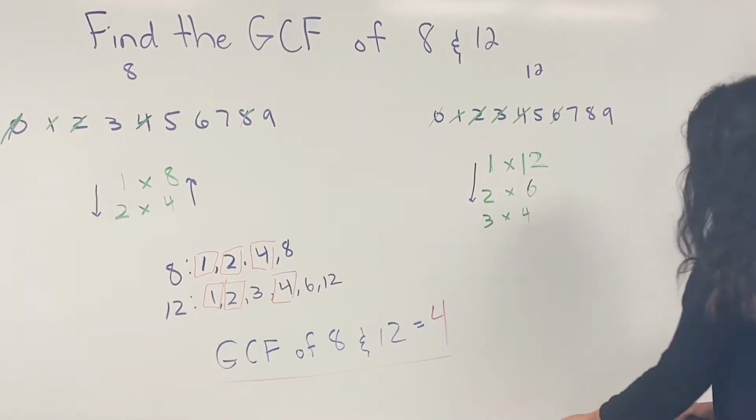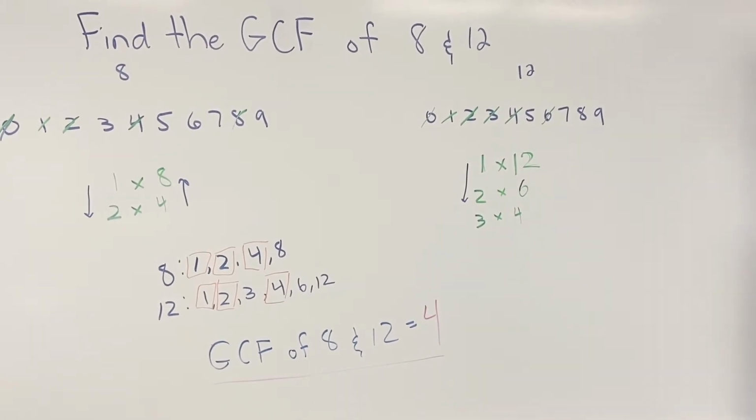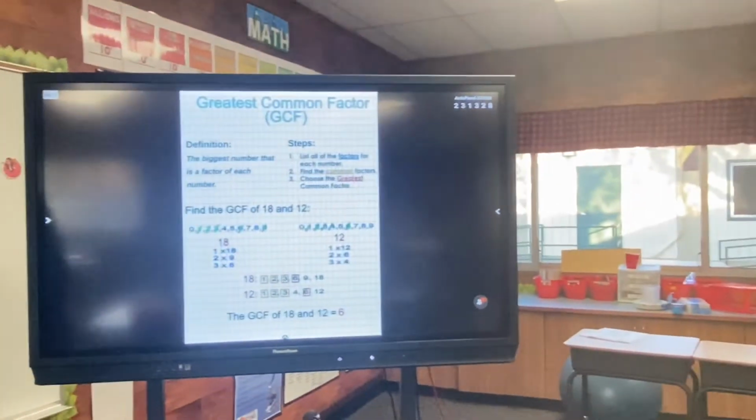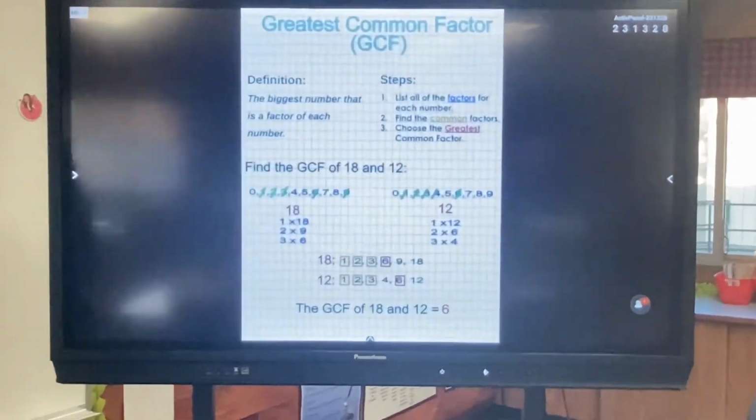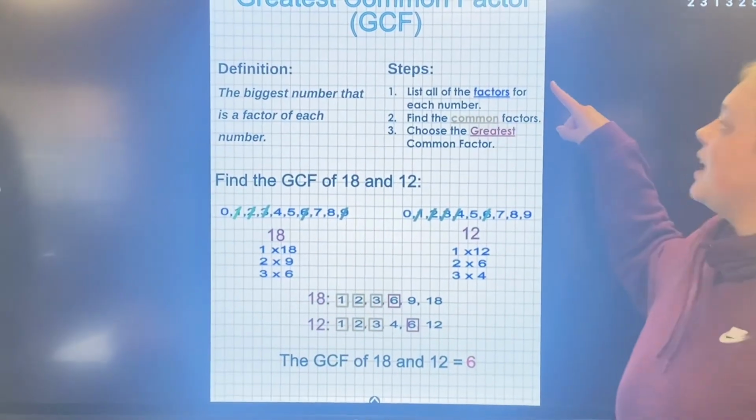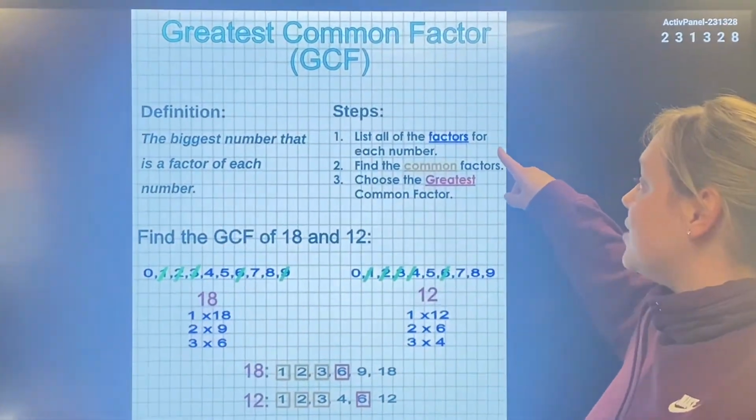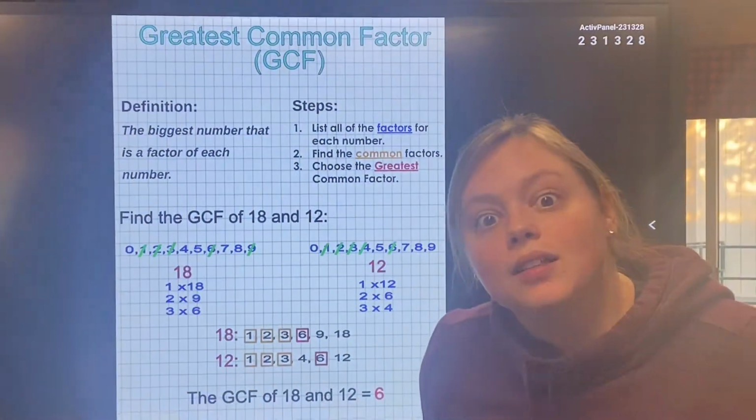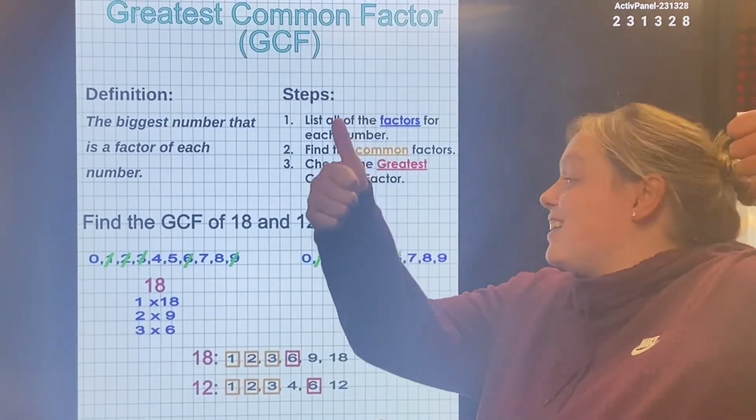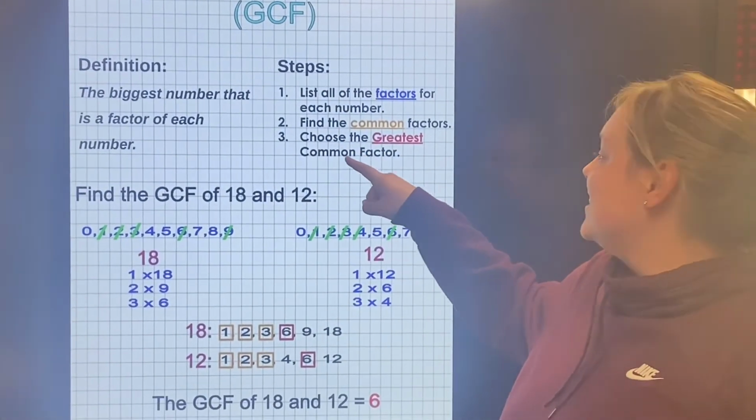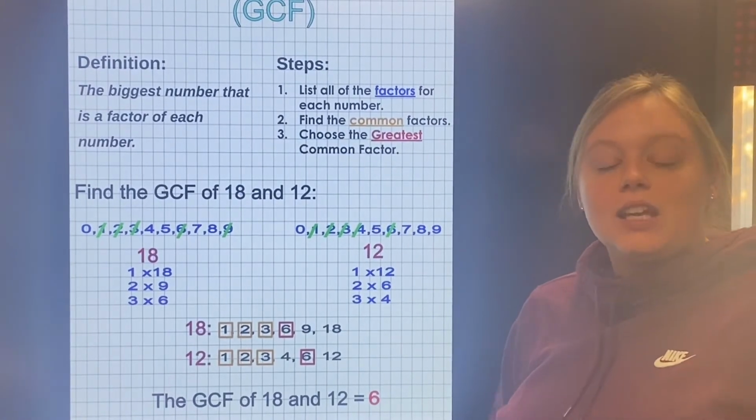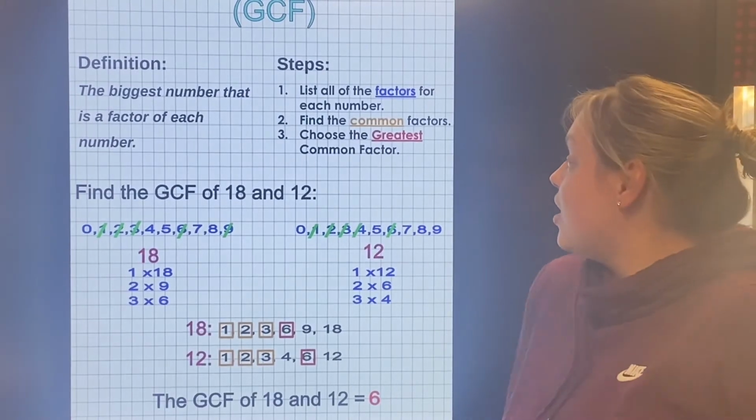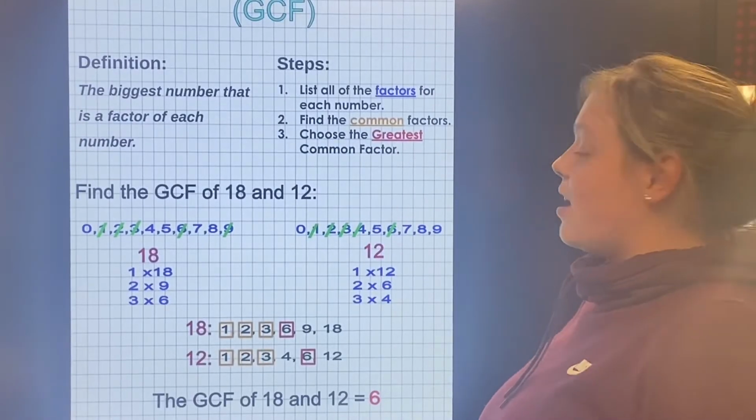I love how you clearly wrote those steps out on your whiteboard. All right, so did she follow those steps, guys? Thumbs up, thumbs down? What do you think? Did she list all of the factors for each number? Make sure you're doing it. I see you, Jimmy. Give me a thumbs up or thumbs down. Good, Jimmy. Did she square and find the common factors? Yeah, she did. Nice job. Did she choose the greatest common factor?